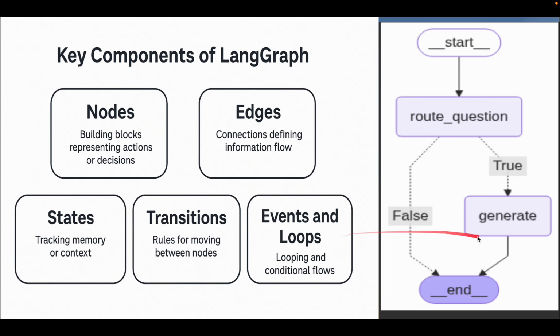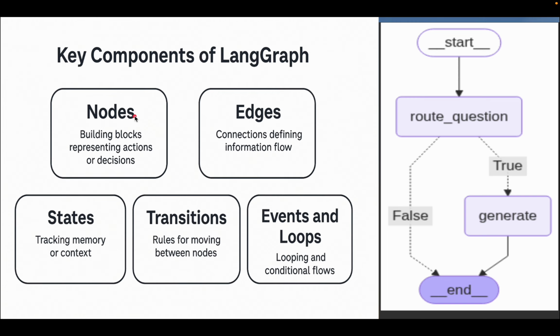Now this is the part of event and loop. Maybe once we have reached one of these nodes and we want to add some human loop, like human in the loop. There is a concept called human in the loop where we want some human feedback. That's very much possible through this idea, event and loop. So these are the 5 key components of LangGraph.